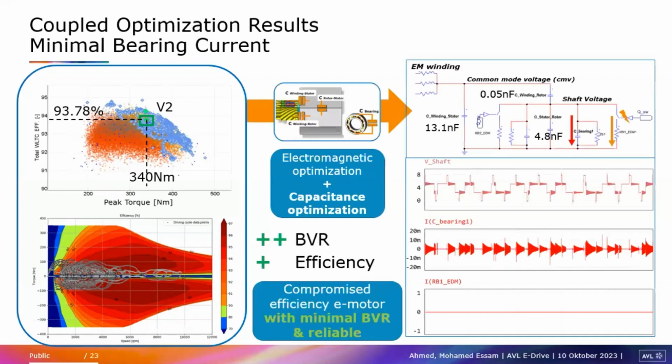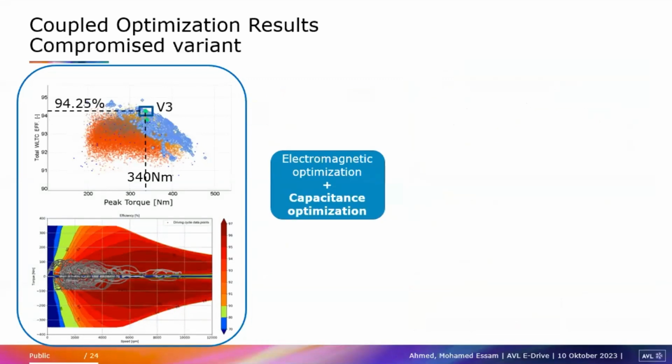And you can see how the capacitance also got reduced from 0.075 to 0.05 nanofarad, which means the shaft voltage went down from 40 volt to 8 volt, no discharging happening, and you can see also the scale of how the circulating bearing currents has reduced. And then we looked for another solution, compromising both: get a little more efficiency, but also be okay in terms of bearing voltages or bearing currents.